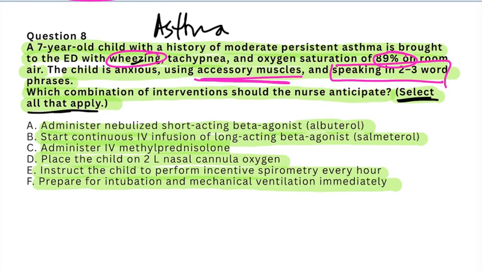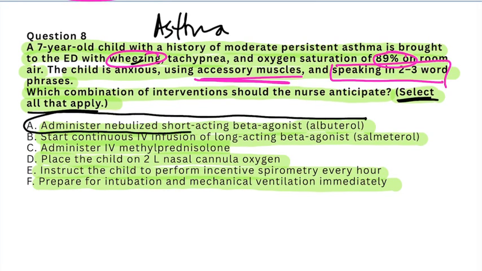Letter A, administer nebulized short-acting beta agonist. That's the correct answer, right? It's the correct answer, especially when you have an acute asthma attack. You don't want to give anything that's long-acting. So guess what? This one is not a correct answer. First and foremost, we don't give it via IV, right? Because it says IV infusion, but that's not our priority. Long-acting is not a good choice.